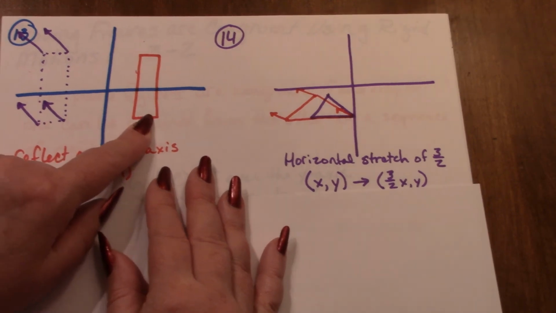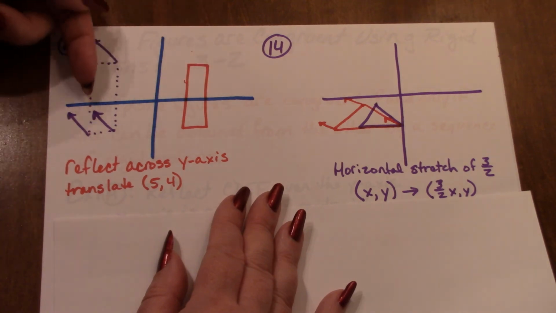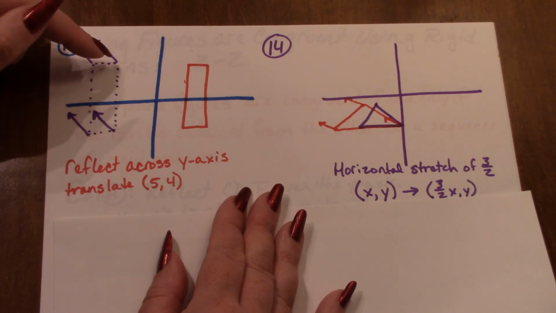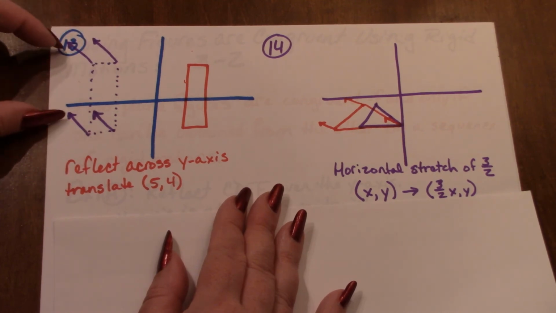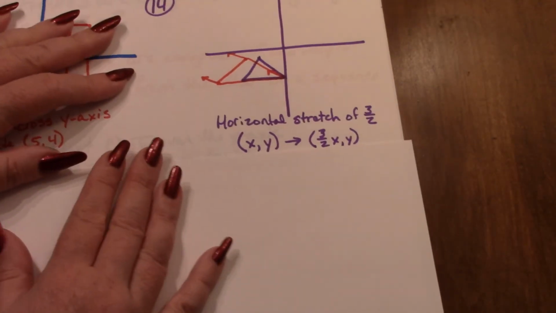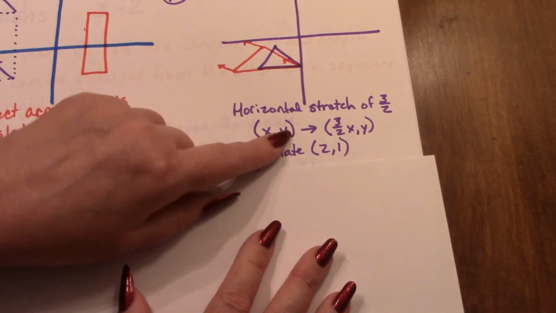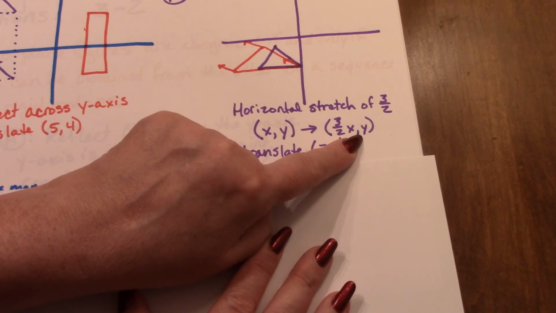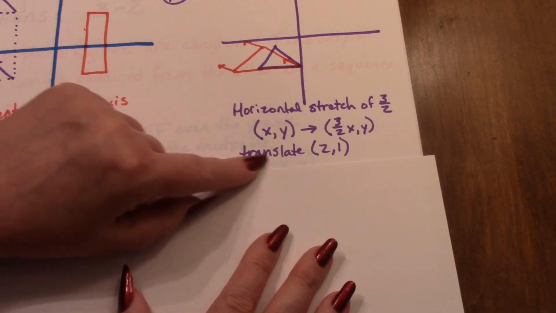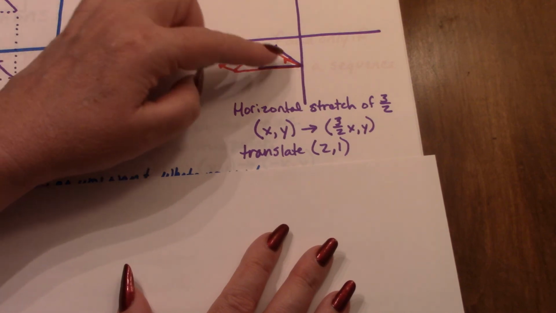So number 13, you start with an image that looks like this. You're going to reflect it across the y-axis, which puts this in this purple dotted line, and then you're going to translate it 5 over and 4 up, which is going to put your shape even farther up and over like this. Number 14, we're going to first start with a horizontal stretch of 3/2, which means we're going to change x, but we're not going to change y, which means it's going to get longer. And then we're going to translate that whole shape up and over just a little bit. So it's going to end up right about here where the arrows end.